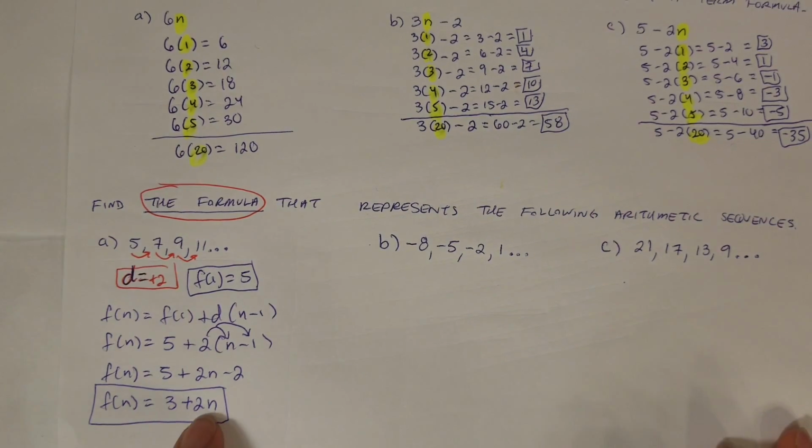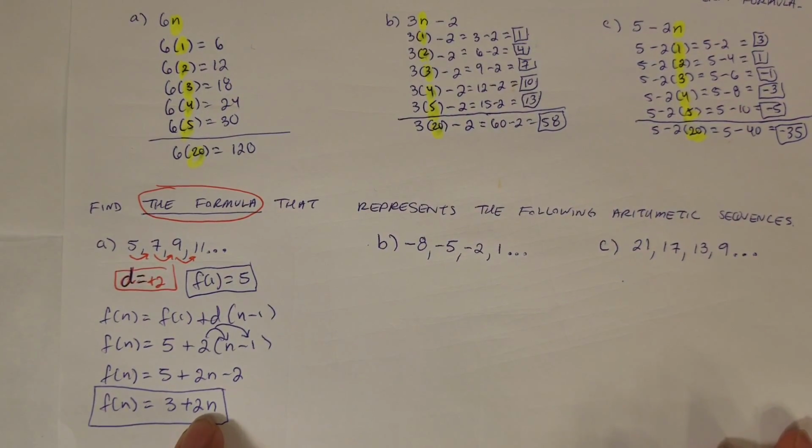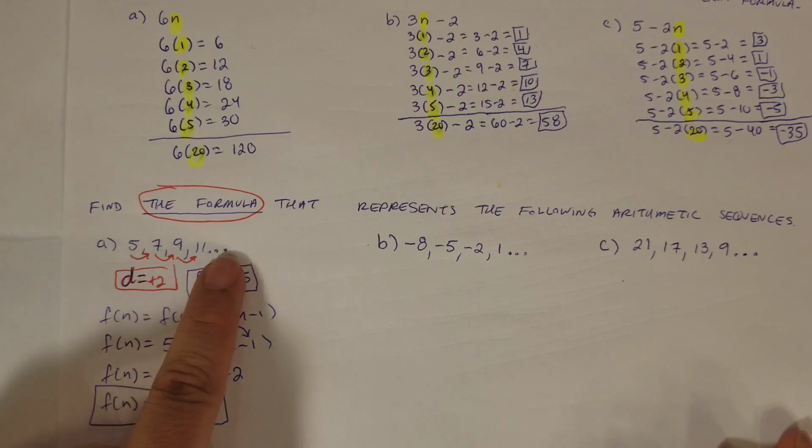If you plug in 1, you get the first number. If you plug in 2, you get the second number. If you plug in 3, you get the third number. If you plug in 4, you get the fourth number. So if you actually check it, it should actually work out.